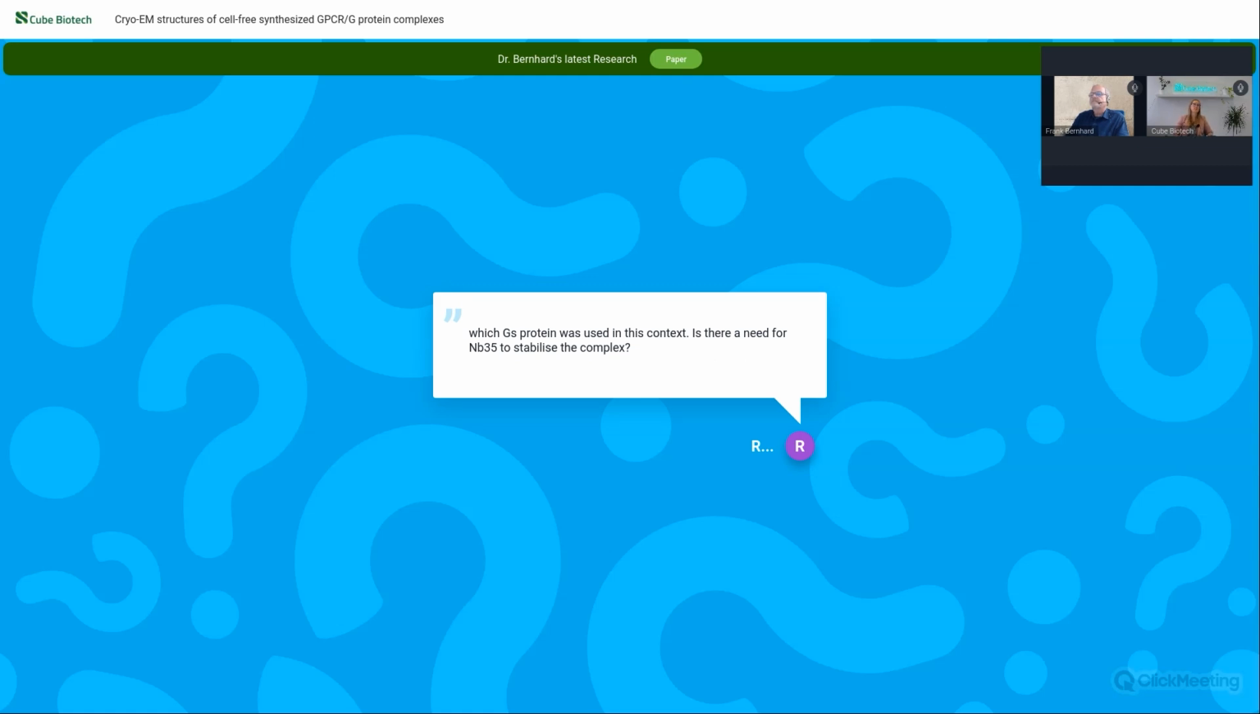This question was, I think, slightly answered already. But anyway, I will ask it again. Which G proteins were used in this context? Is there a need for nanobody 35 to stabilize the complex?